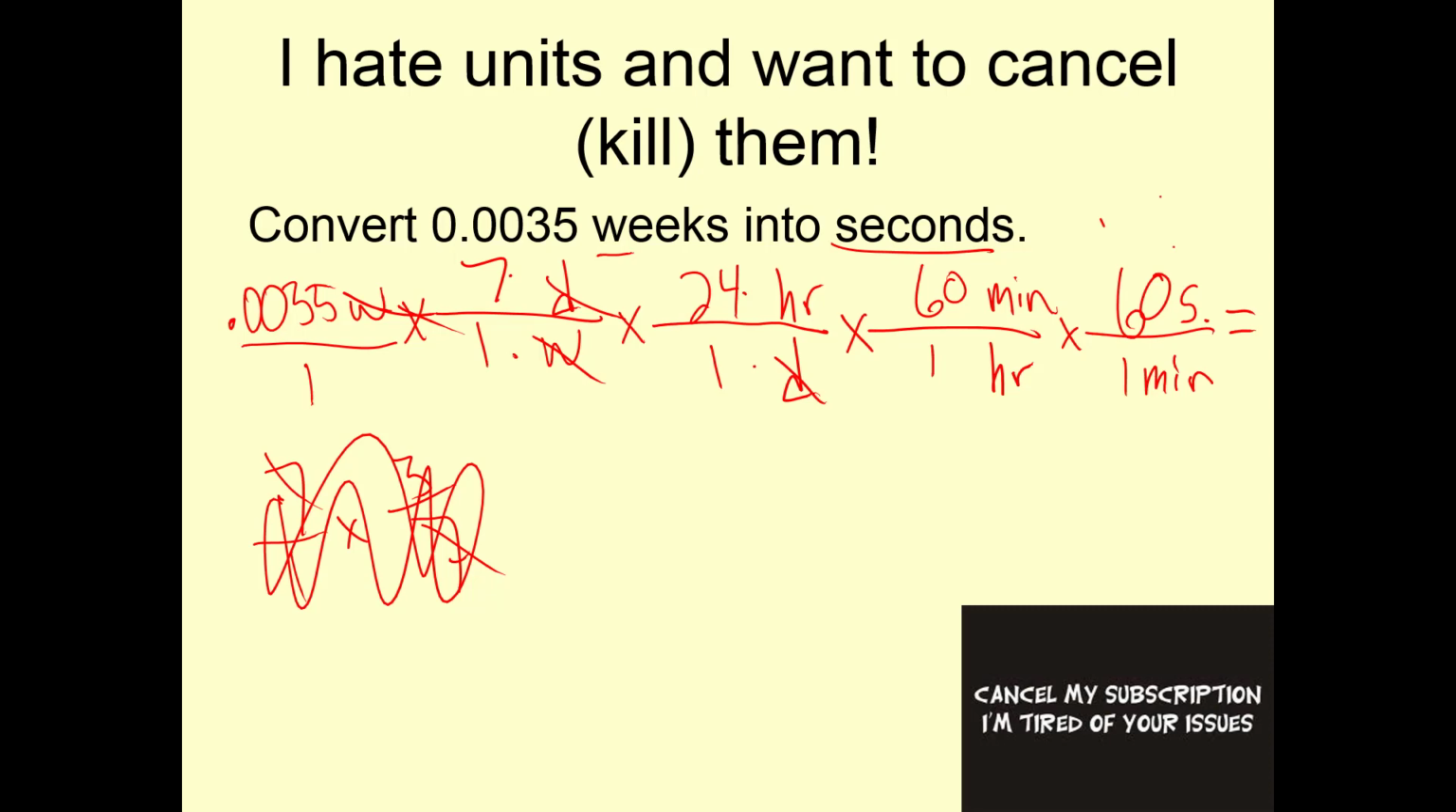So what I'm going to do now is I'm going to multiply by everything on top. 0.0035 times 7 times 24 times 60 times 60. Okay. And then 2116.8. The unit I have left over is seconds. Okay. Now, if you notice, this has 2 non-zero digits. We'll barely talk about sig figs, but there's 2 non-zero digits here, so my answer should be rounded to 2 non-zero digits. That would be 2100.